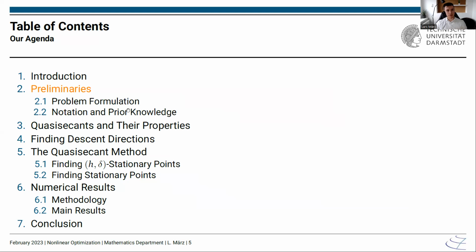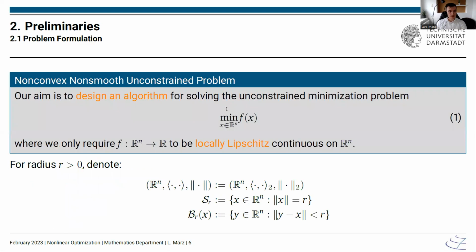So now we will formulate the problem and make some notation and prior knowledge available to you. Now, what is the aim of this algorithm? It is to find a local minimum of this locally Lipschitz function f on an unconstrained domain, R to the n, so the whole space.